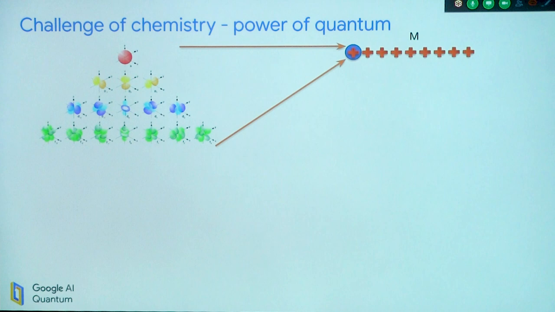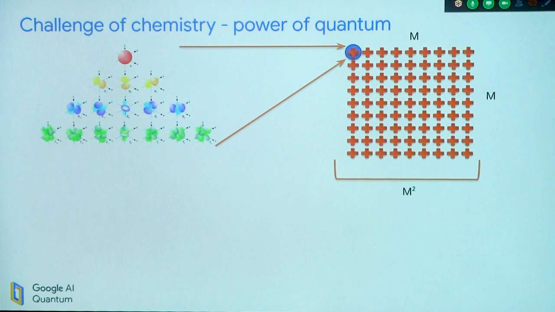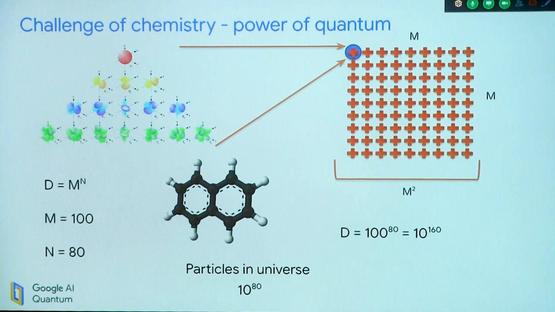And I can put it in m of these sites. But as soon as I have two electrons, I can put it in m squared places. And you can follow this logic forward to its natural conclusion, which is, if you don't count antisymmetry so closely, the number of places you can put these electrons scales as something like m to the n. And for a very small, actually pretty bad representation of a molecule, where m might be 100 and n is 80, the number of places you can go is already 10 to the 160.